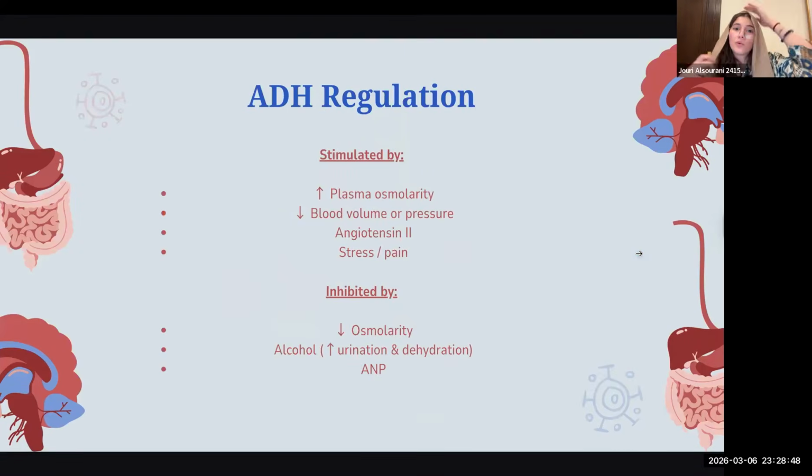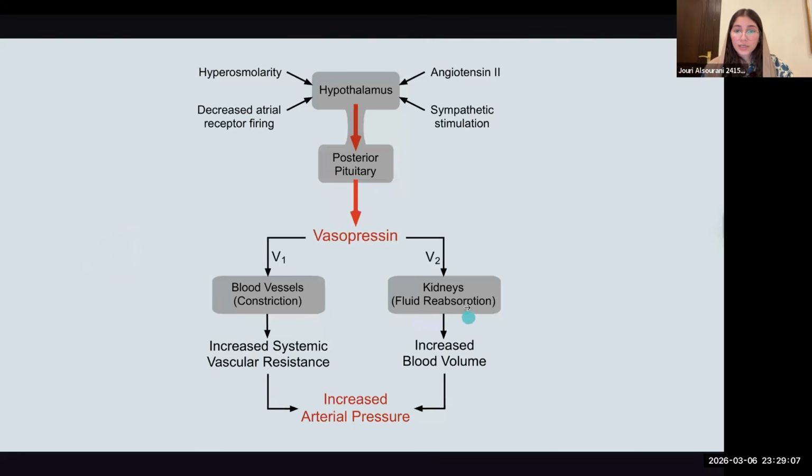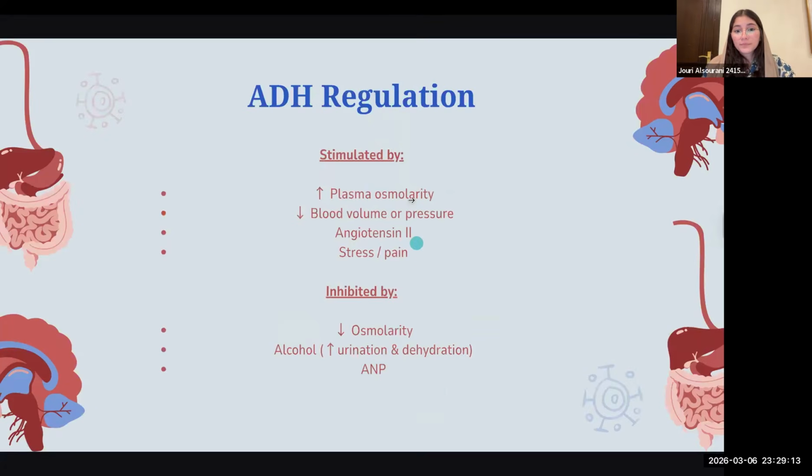Okay, so what regulates ADH? So ADH is basically going to be stimulated by an increase in plasma osmolarity, okay? So when we have an increase in osmolarity, this will stimulate ADH. If we have a decrease of blood volume or pressure, if we have angiotensin 2, we can see it here actually, angiotensin 2 goes and stimulates the hypothalamus to result in the release of ADH.